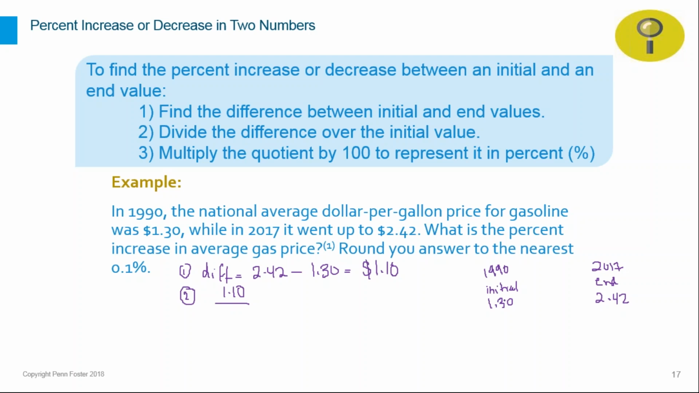From the summary, I know that the initial value is 1.30. Divide using a calculator, and that will give you 0.8462. We're looking for the percent increase, so I need to represent my answer not in decimal. I need to multiply times 100. So the percent increase is 84.6%.